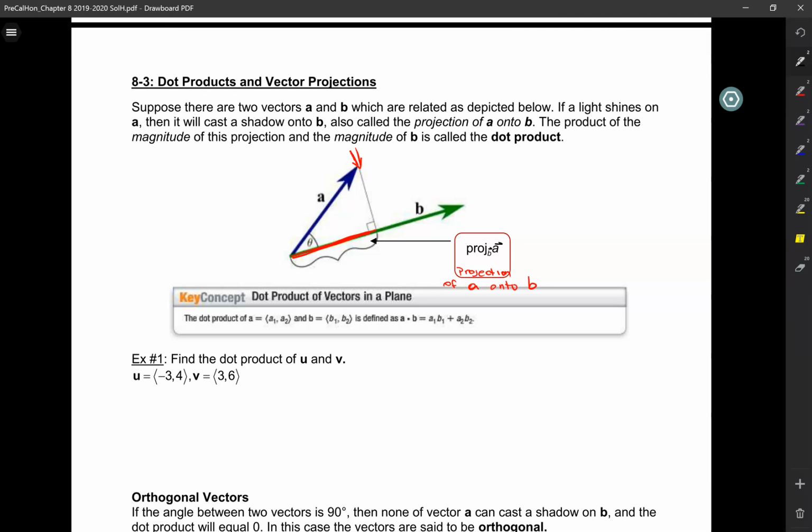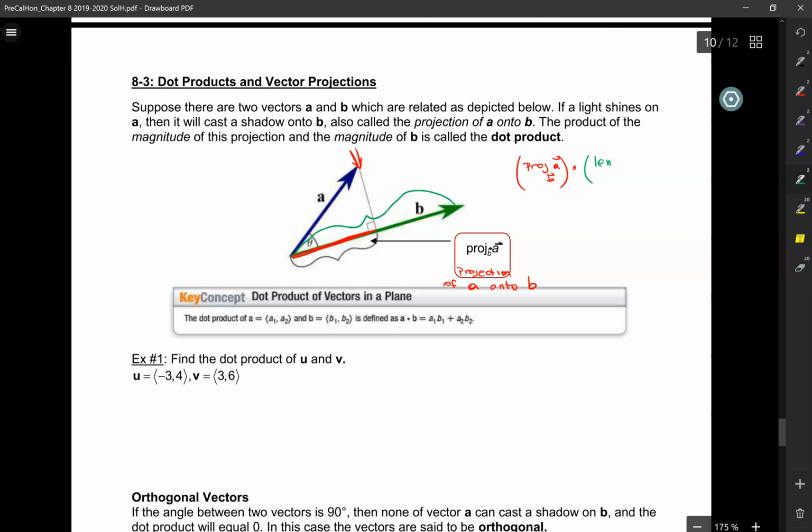Now, look at that projection. I can measure that projection with a ruler, and I get a length, a scalar value for the length. So now I have that projection of A onto B. That's a length. Now I can multiply that with the length of vector B. That's also a length. And when I multiply them, that number that I get from multiplying those two is called the dot product.